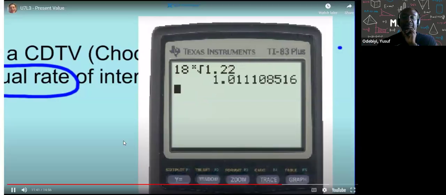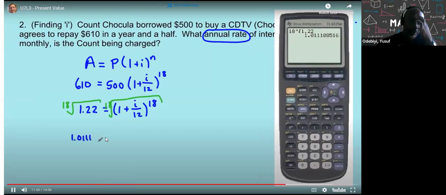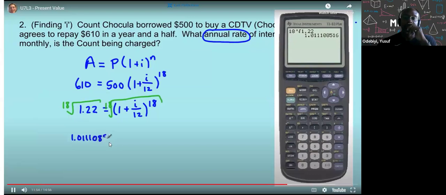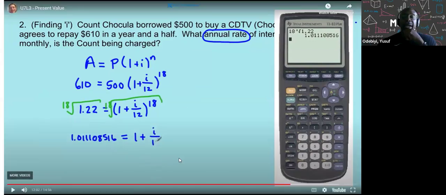And so I get 1.011108516. I'm going to write down most of those numbers. 1.011108516 now equals 1 plus I over 12. Next, you're going to get that 1 over to the other side. When the 1 goes over, you subtract 1 from that side and you get I over 12.